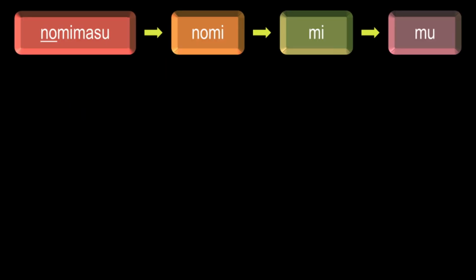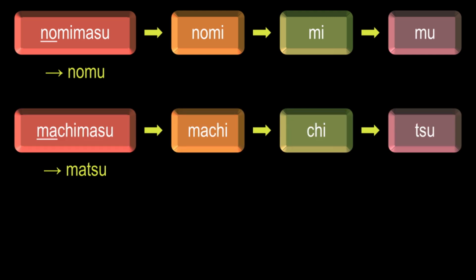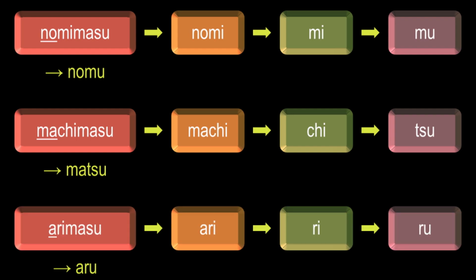For the verb nomimasu, which means to drink, on removing masu, we will get nomi, and the last syllable before masu is mi. Next, let us recall the syllable which resides in the U line just after mi. You know the order in hiragana chart is ma, mi, mu, me, mo. So let us add this mu to the stem, and we will get nomu, which means to drink, say for example tea, coffee, etc. On similar lines, for machimasu, which means to wait, we will get matsu. For arimasu, which means to exist or be present when referring to inanimate things, we will get aru.